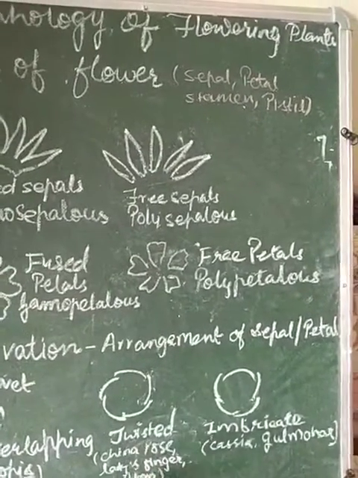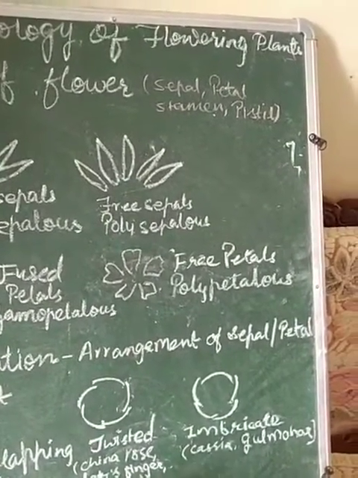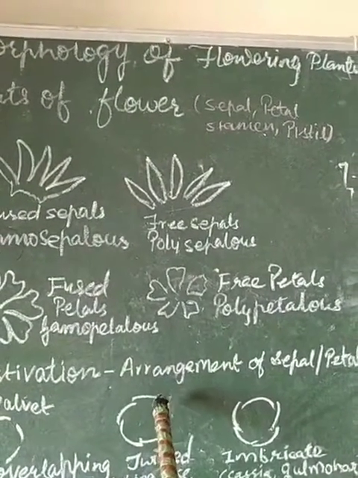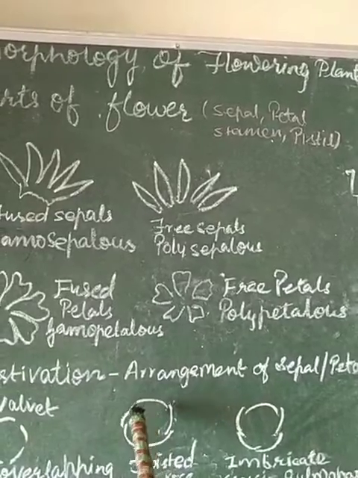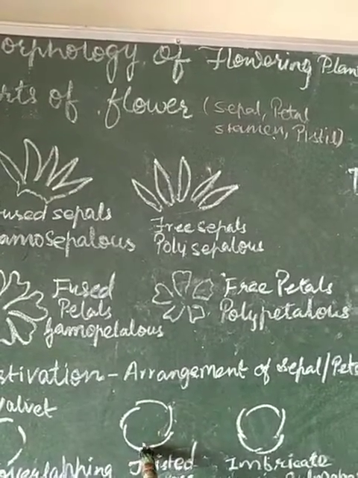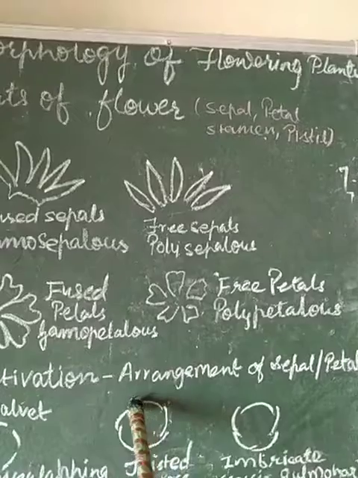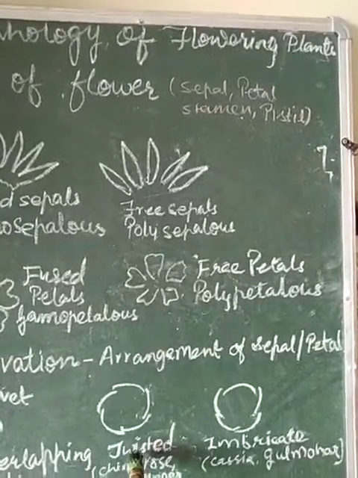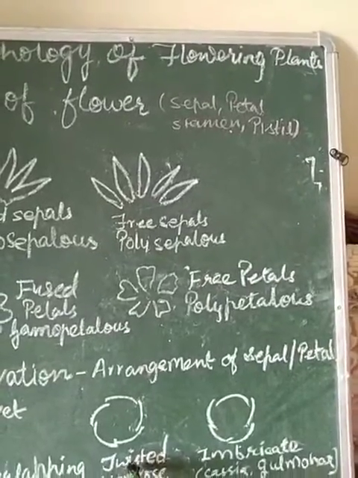If you have seen China rose, lady's finger or cotton flower, then you might have seen that the overlapping of the margin takes place in a particular pattern. A particular pattern is there, so it is called the twisted estivation.